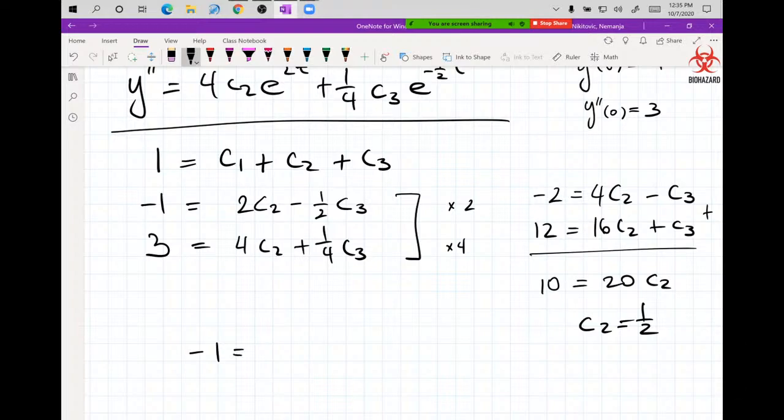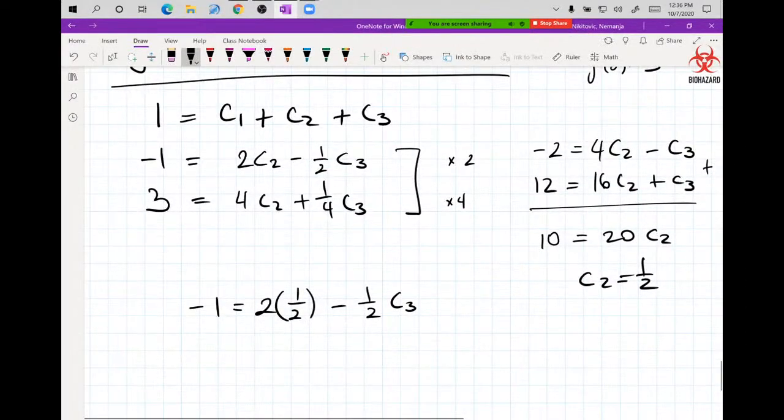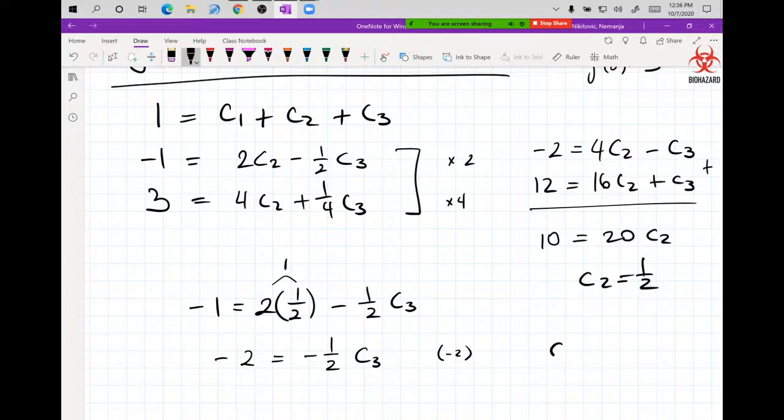Then you can use negative 1 is equal to 2 times a half minus 1 half c3 to calculate c3. I use the second equation. So this over here becomes 1. Subtract it to the other side, and you get negative 2 is equal to negative 1 half c3. Multiply both sides by negative 2 to get c3 alone, and you get your c3 to be positive 4.